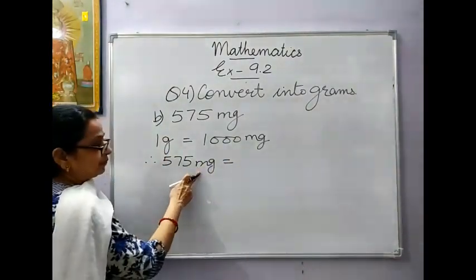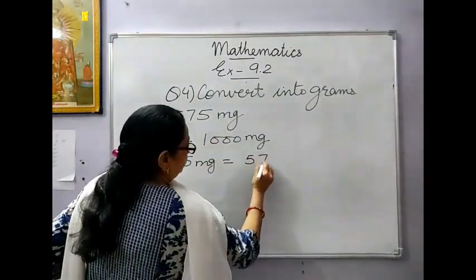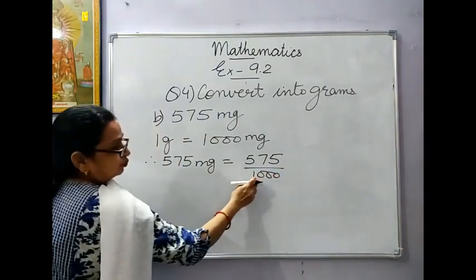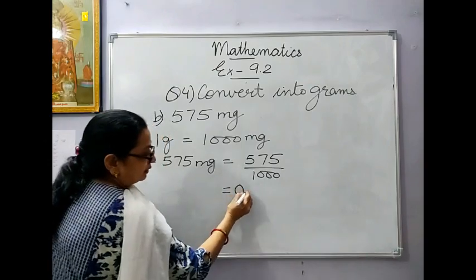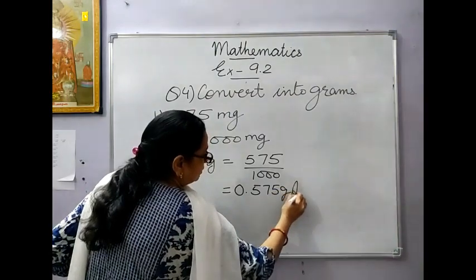And since we are moving from milligram to gram, smaller to higher, we will divide. Okay, 1, 2, 3, 1, 2, 3. That means we only put for the whole number, and it will be 0.575 gram is your answer.